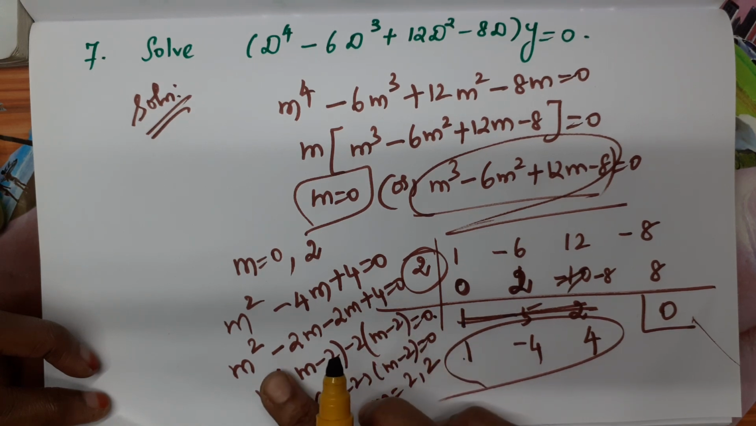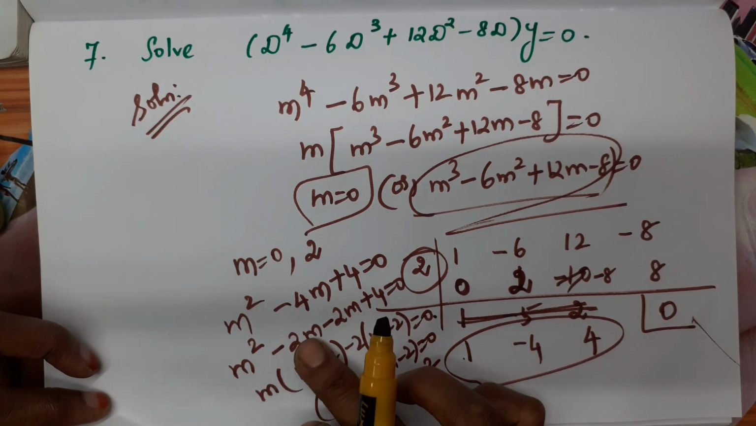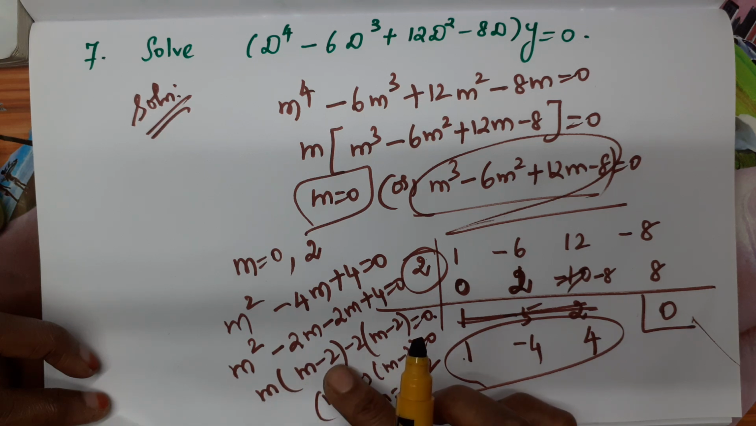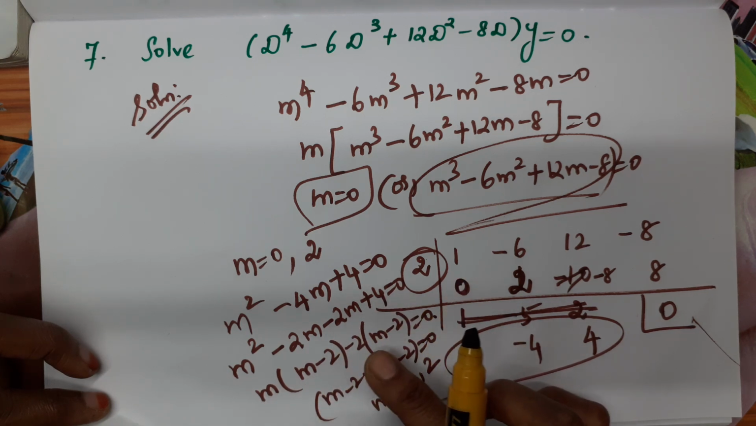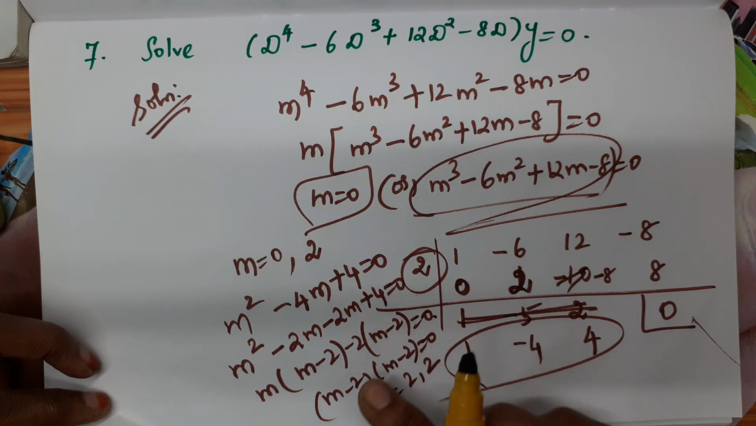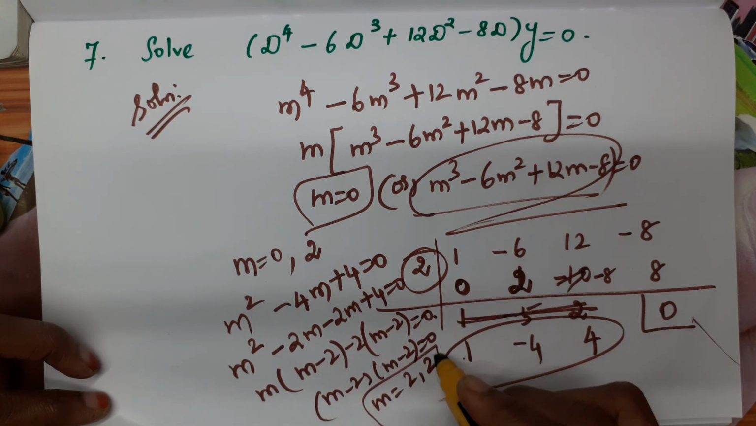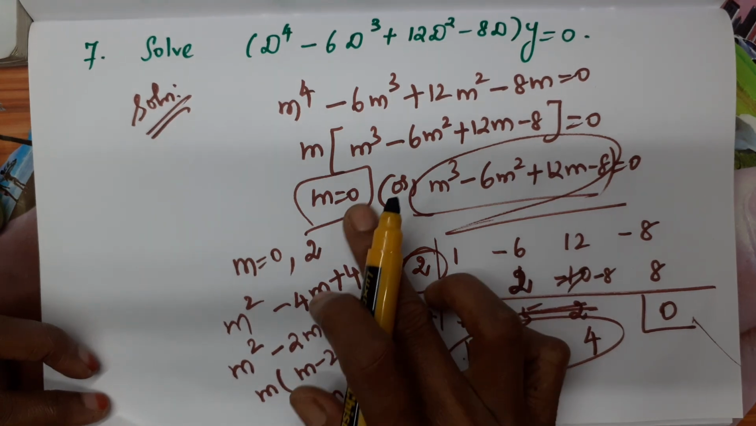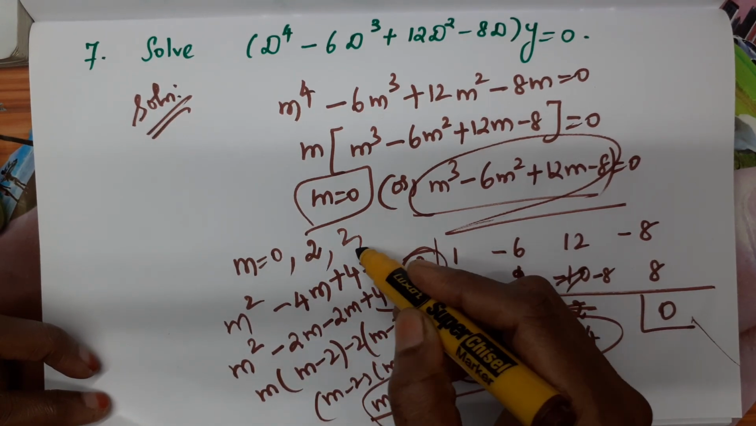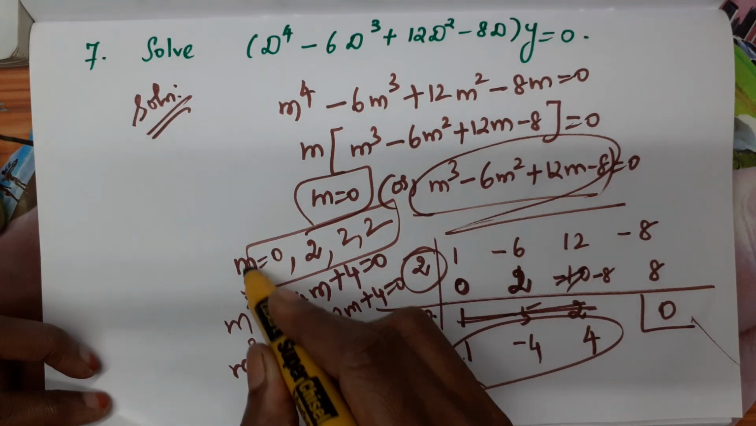So I have rewritten this. Then I take m outside, so m minus 2, and here minus 2 outside. So m minus 2 is common, and m minus 2 is the balance. So m equal to 2 comma 2. Already we have two roots, 0 and 2, now 2 comma 2. Totally it has 4 roots.